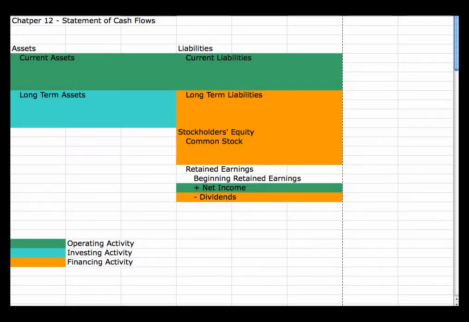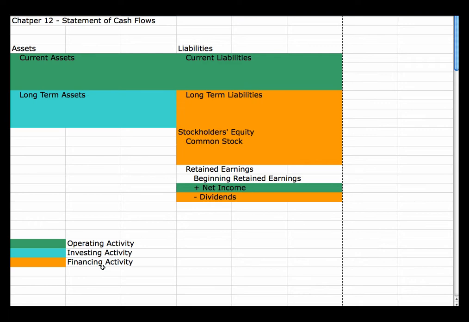So let's review how to create the statement of cash flows. As you recall, there are three different types of activities that we need to identify in the creation of this statement. They are the operating activity, the investing activity, and the financing activity. As we talked about in discussions in class, there's a couple different ways to determine the three different types of activities, and I've found over the past that probably one of the easier ways is to take a look at the balance sheet.